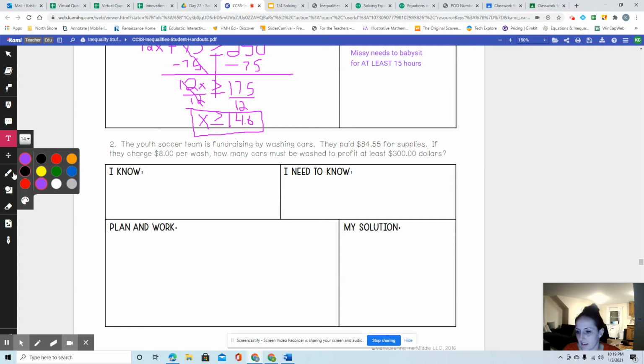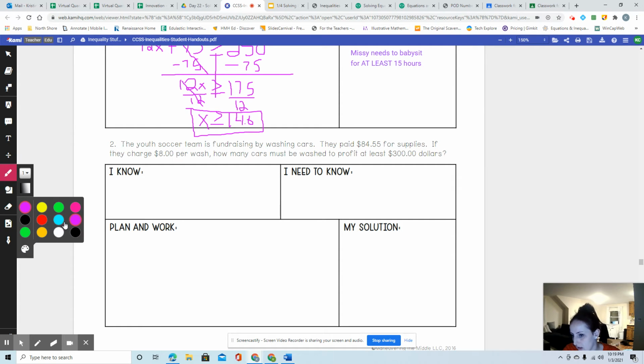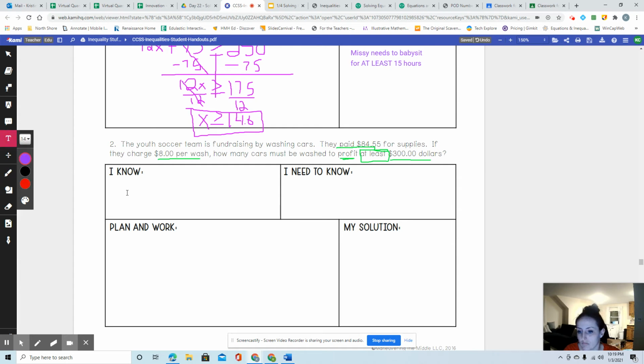Number 2 says, let me get ready to highlight. I'll use another color. I'll use green. The youth soccer team is fundraising by washing cars. They paid $84.55 for supplies. If they charge $8 per car wash, how many cars must be washed in order to profit at least $300? Well, what do we know?